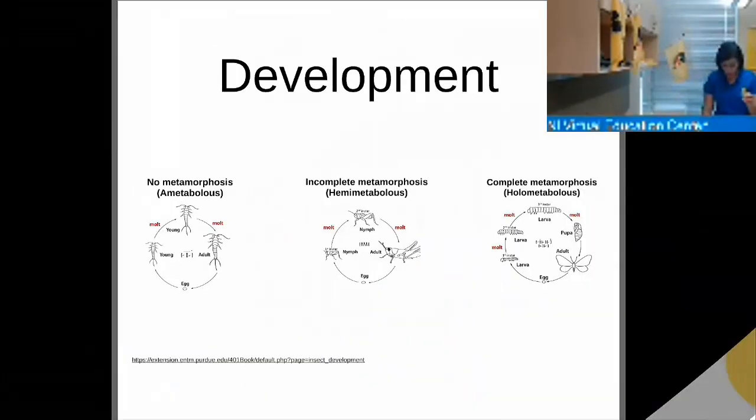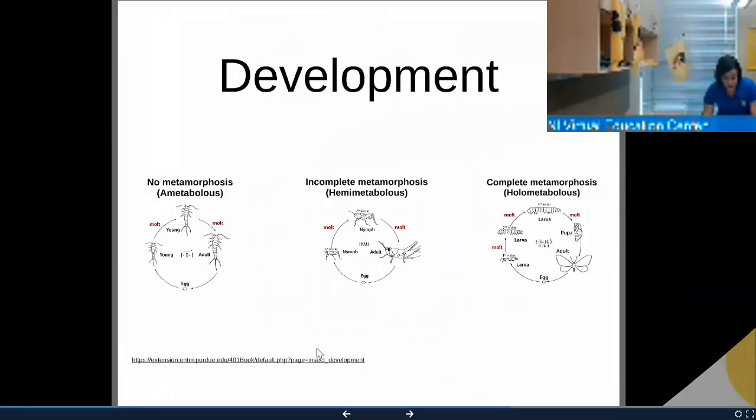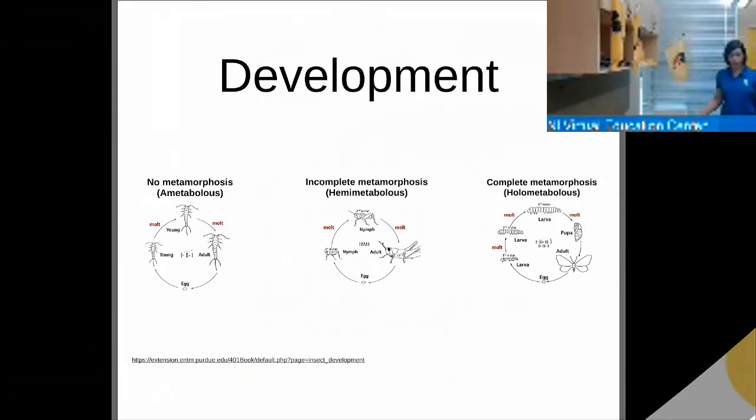Development. So insects have three main types of development: no metamorphosis, ametabolous; incomplete metamorphosis, hemimetabolous; and complete metamorphosis, holometabolous. Mariah, what is a metamorphosis? Simple, a change of form. Metamorphosis means change of form. And it's very important to know if an insect has no or incomplete metamorphosis or complete.